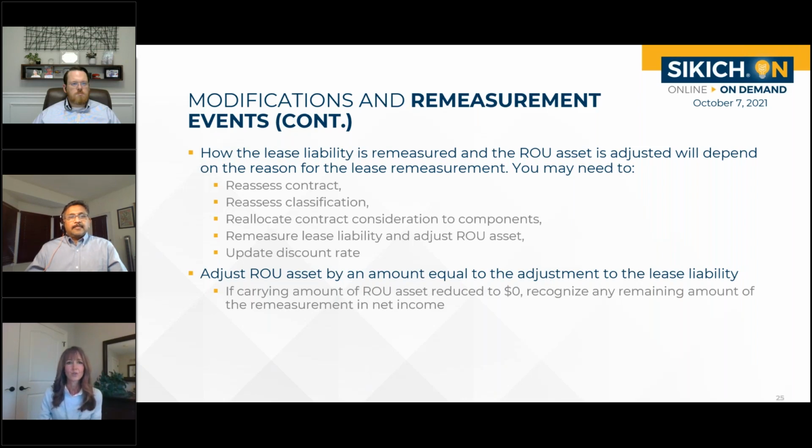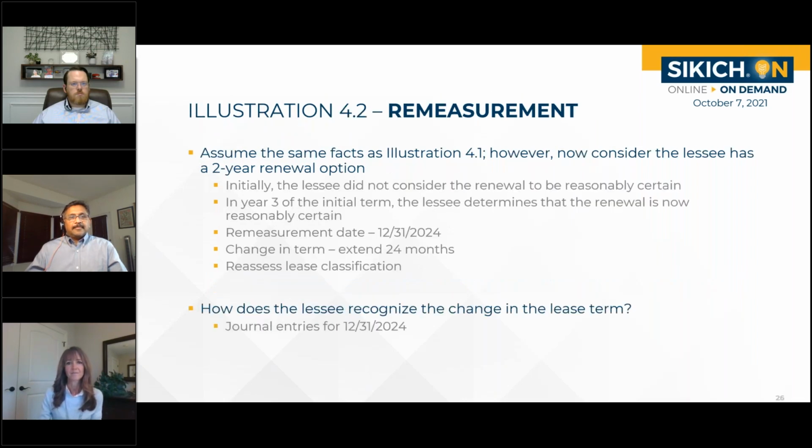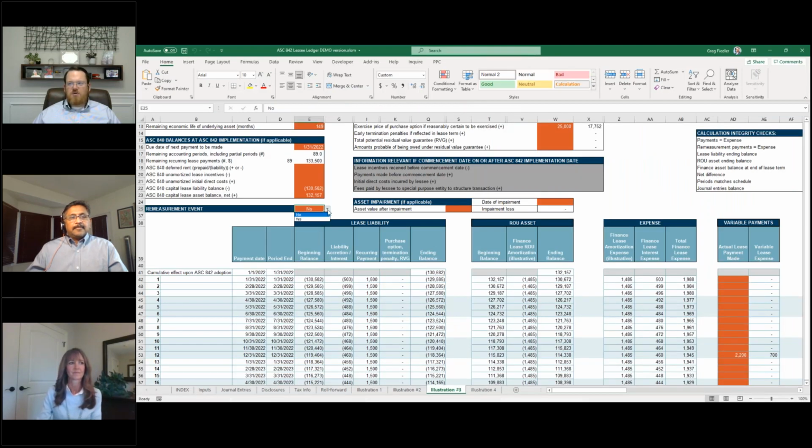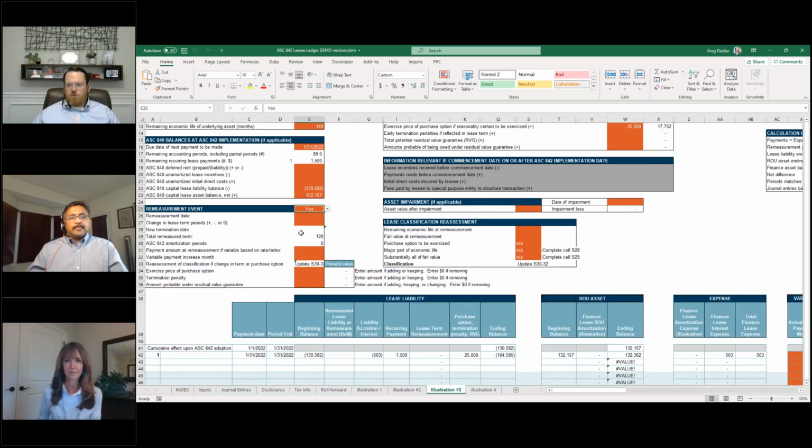So Greg, we'll go to you for an example of remeasurements. Okay, so we're going to revisit another illustration here where we had our 3-year real estate lease. And again, this illustrates that the ongoing accounting can be complex. And so there are a lot of nuances with the modifications and remeasurements, but we've built in some functionality here that if you indicate that there is a remeasurement event, we're going to get a number of additional input fields that we can start updating.